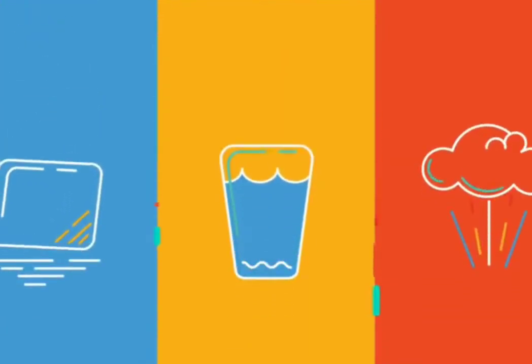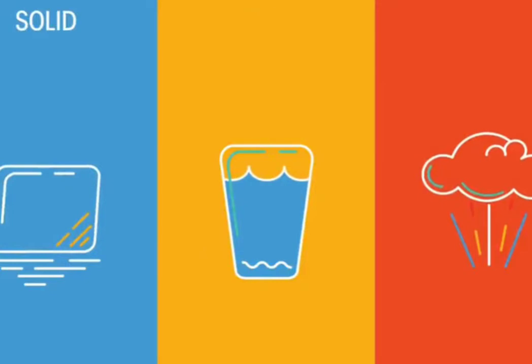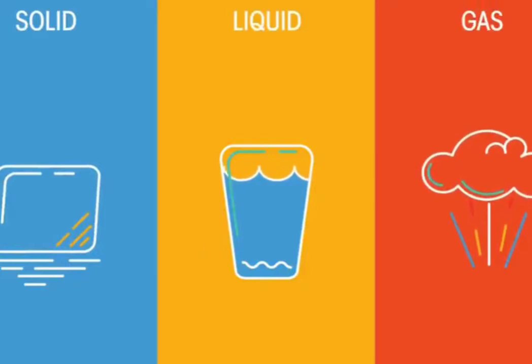Have you ever wondered why ice turns into puddles of water on a sweltering day? Keep watching and you'll find out. On Earth, materials exist in one of three main states of matter: solid, liquid, or gas. Materials can change between these states.